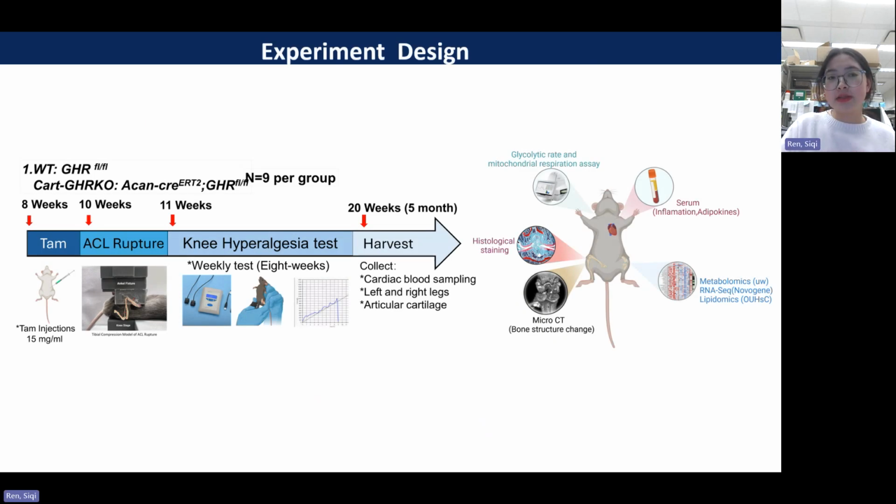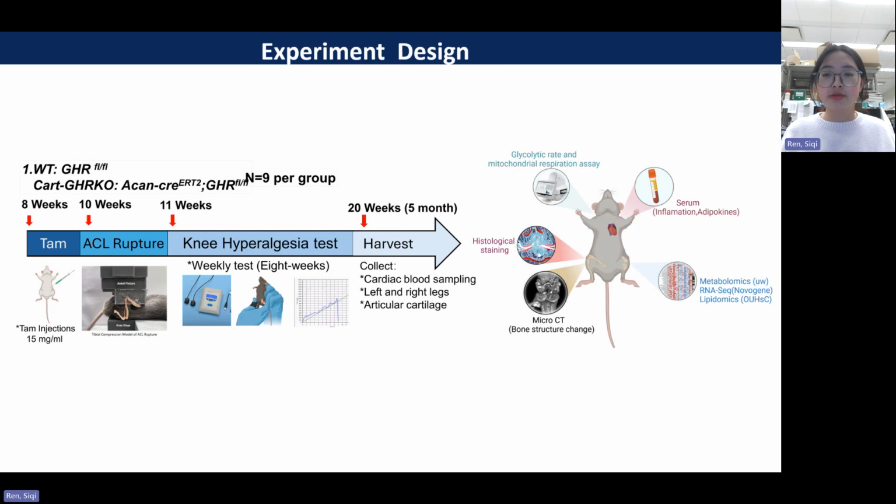In our whole experiment design, at 8 weeks of age, the mice receive a tamoxifen injection to induce Cre-mediated recombination and the deletion of GHR in cartilage. At 10 weeks, we induce the ACL rupture by using the tibial compression model, which can perfectly mimic post-traumatic OA. From 11 weeks onward, we conduct a weekly knee hyperalgesia test for 8 weeks to assess pain sensitivity following joint injury.